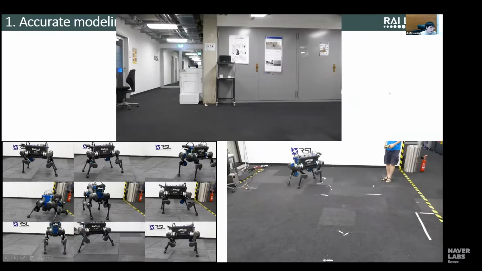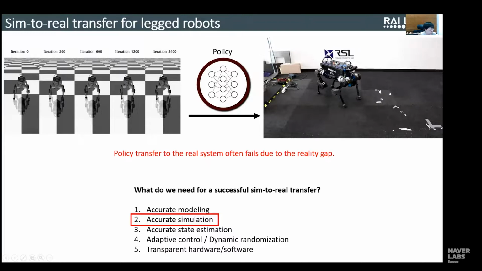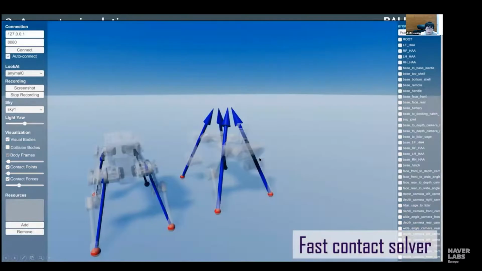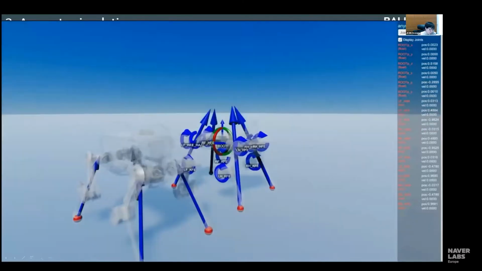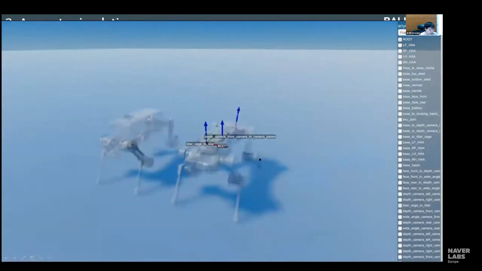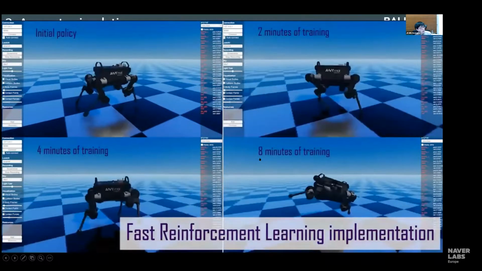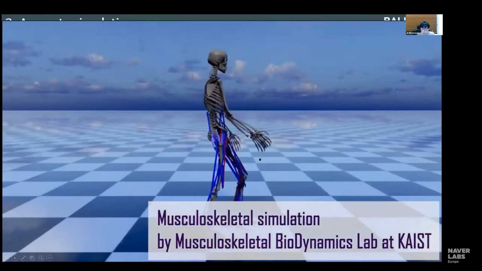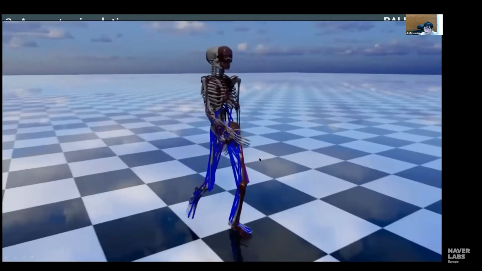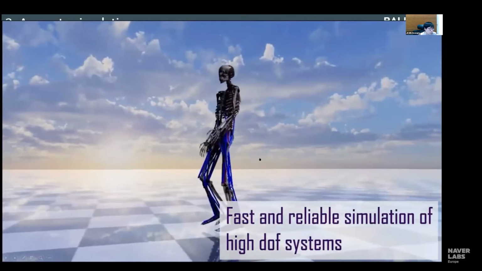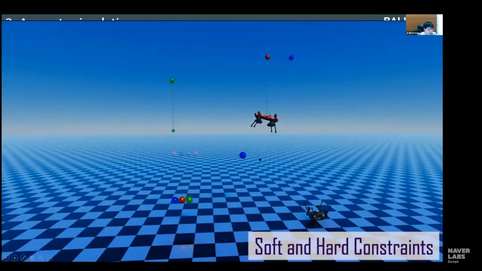So the next is accurate simulation. I'm not going to talk in detail, because of time, about what physics is inside this simulator. This is RaiSim. You can just get it from raisim.com. This is the physics engine that I developed during my PhD, and I'm continuing to develop it at KAIST. So you can see that this is a general physics engine, but I've mainly been using this tool for reinforcement learning, and there are many utilities you can use for reinforcement learning. You can simulate a human model, and different constraints.